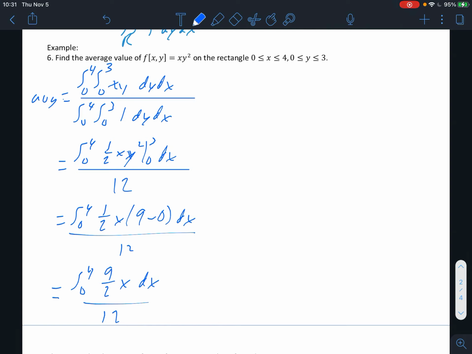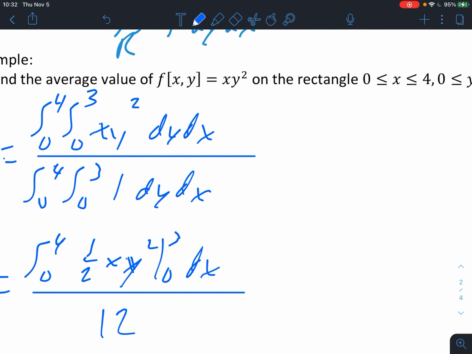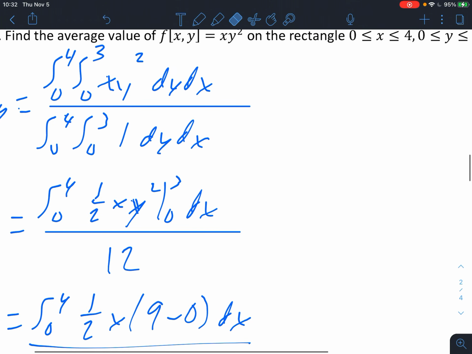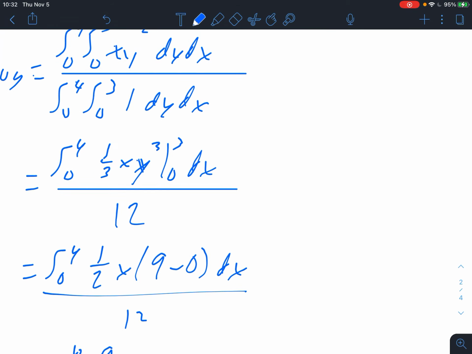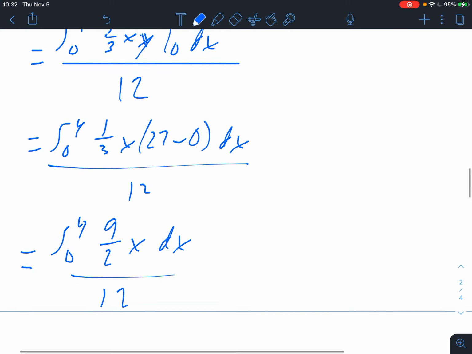Oh, I definitely made a mistake here. I copied the problem wrong. x y squared, I only copied x y. That's all right. Simple fixes. This would be 1/3 x y to the third. This would be 1/3. This would be 27. And then 27 over 3, this would just be 9.